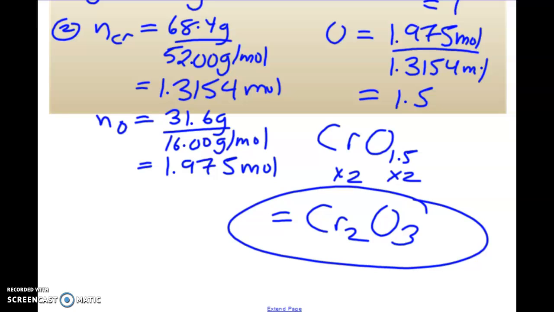So there is a way to determine the true formula of a compound, which is the molecular formula, which is what we're going to be covering in our next lesson.